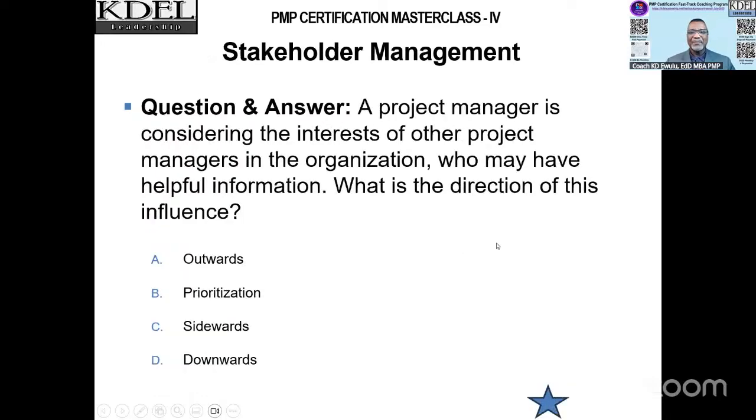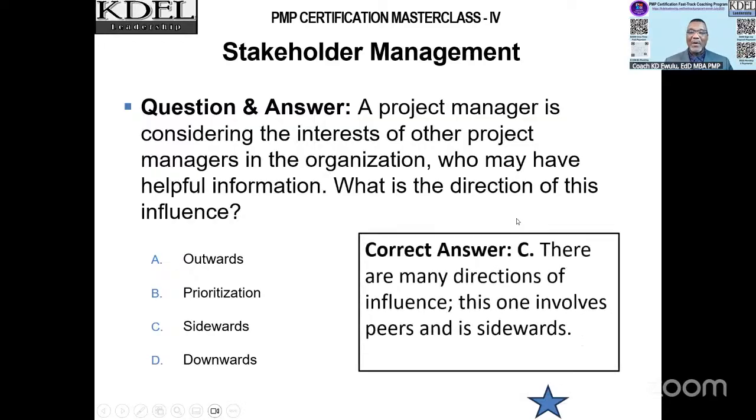Question number 2. A project manager is considering the interests of other project managers in the organization who may have helpful information. What is the direction of this influence? A project manager considering the interests of other project managers in the organization. Is it outwards? Is it prioritization? Is it sidewards? Is it downwards? The correct answer is C. It is sidewards. There are many directions of influence. This one involves peers and is therefore sidewards.